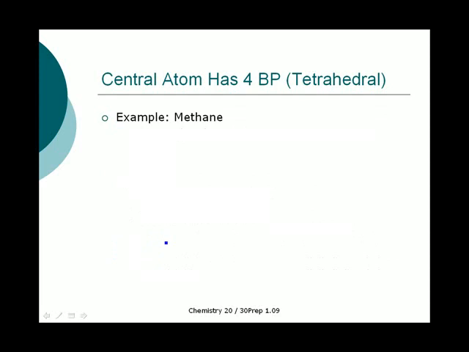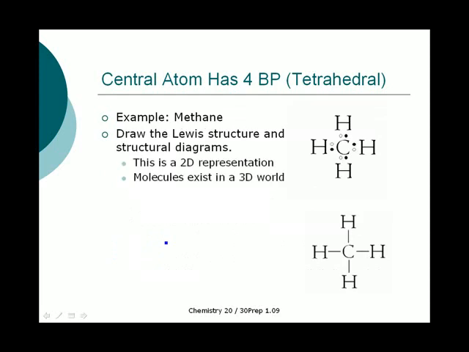So we'll look at a central atom that has 4 bonding pairs, and we'll look at methane. When we draw the Lewis structure for methane, we put a carbon in the middle. Methane is CH4. The carbon ends up going in the middle with 4 hydrogens around it. When we draw the structural diagram, it looks something like this. Now, in this structural diagram, our electrons are as far away from each other as possible on a two-dimensional plane, right? They're each 90 degrees apart because that's the farthest away they can get from each other when we're only working in 2 dimensions. But molecules exist in a 3-dimensional world.